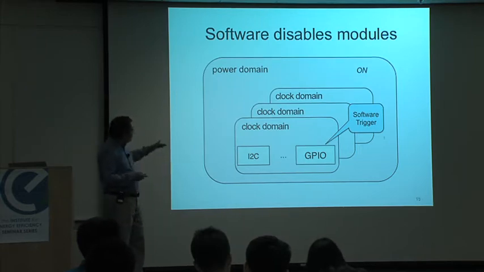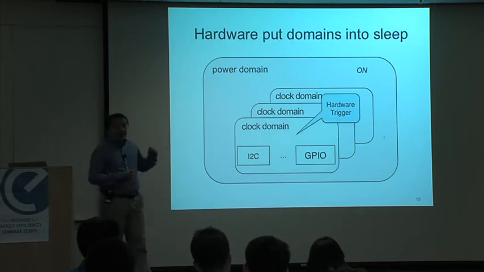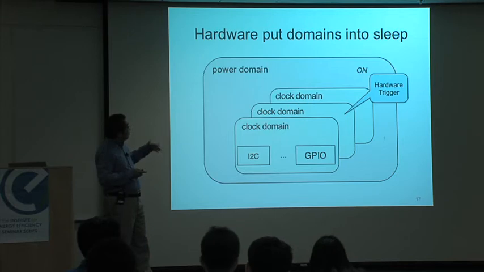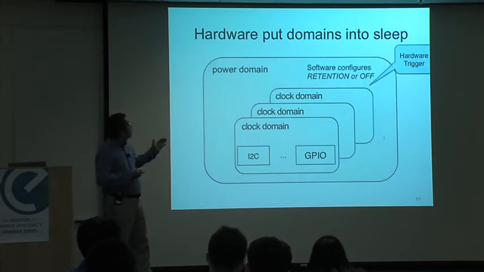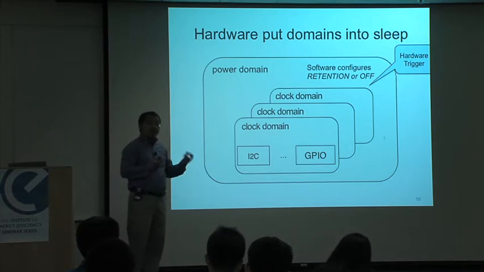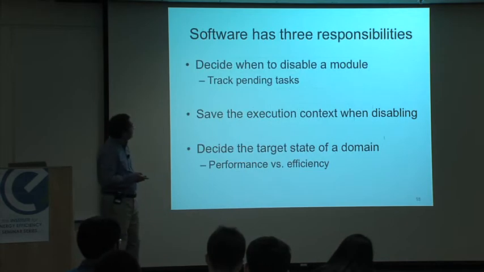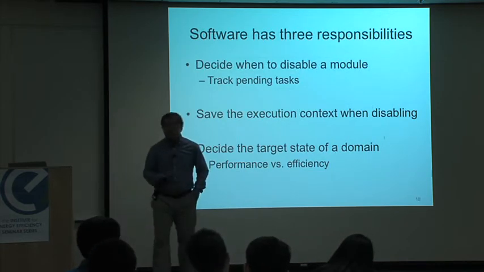And once all the modules within the clock domain are disabled, the whole clock domain will be automatically gated by hardware, right? And once all the clock domains are off, the power domain will get into a low power state. It's also triggered by hardware. And which state to go to, retention or off, depends on the software-set requirements, which we'll talk about later on, okay? So the software has 3 responsibilities here, okay?